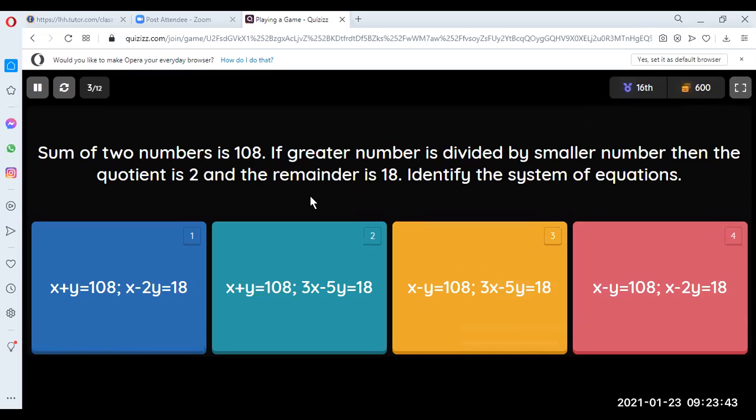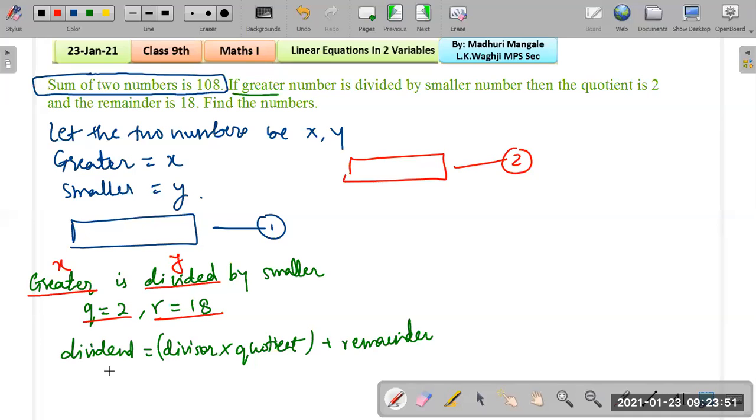I see 7 participants have raised their hands. That means they have already got the answers. But still, just look at the board for those who are still trying. Dividend equals divisor times quotient plus the remainder. Yes, students, and let us see the choices now. Let us see how many of you have got it right.